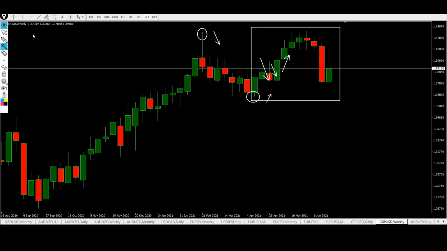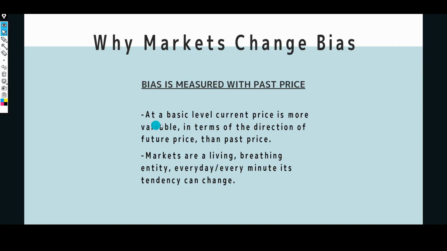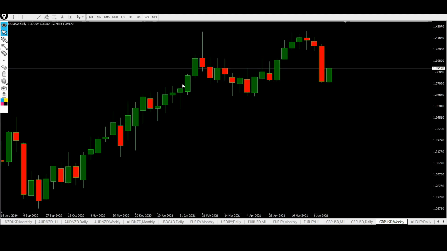Let's go on to the next text. At a basic level, current price is more valuable in terms of the direction of future price than past price. In other words, it has more weight in terms of the decision-making process of a market bias.